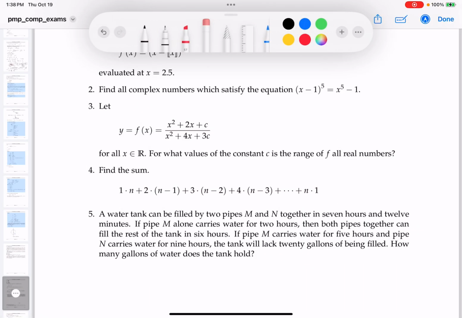Okay, I consider number 3 to be a tough question. And they say they got a function over here. It's a rational function with some parameter c in it. And they're asking for me to determine what the values of c would make this have a range of all real numbers.